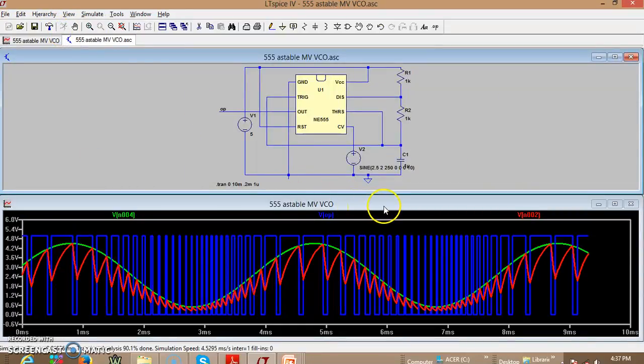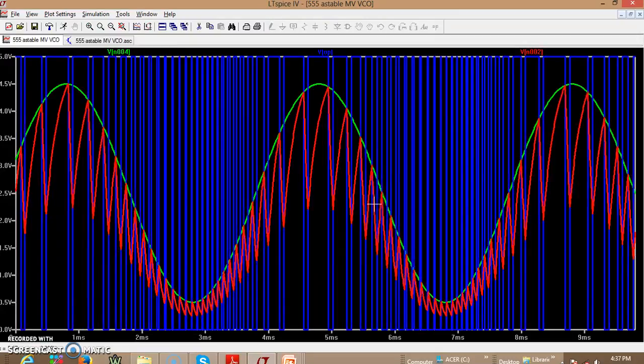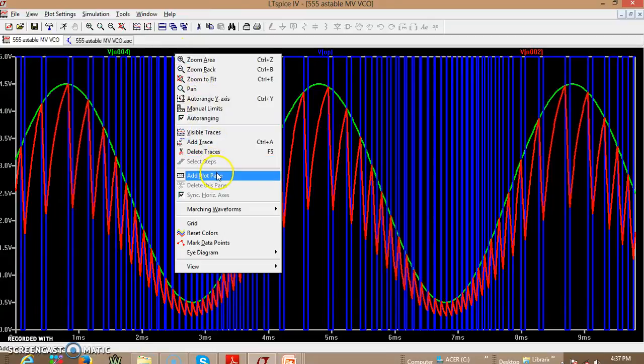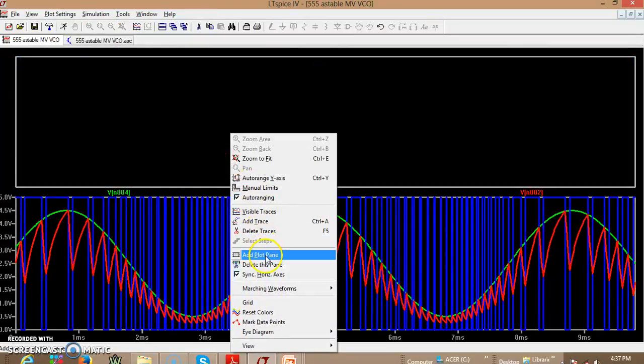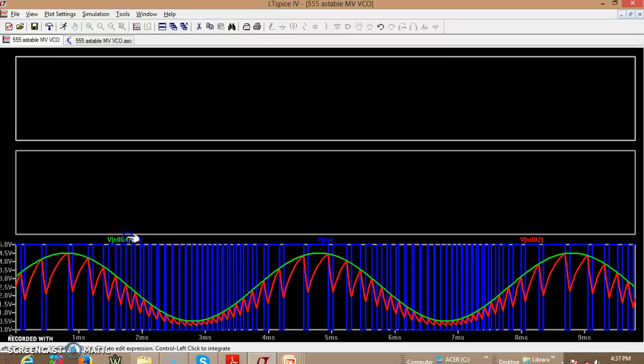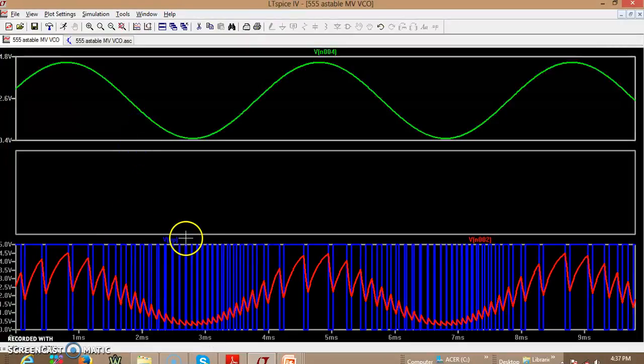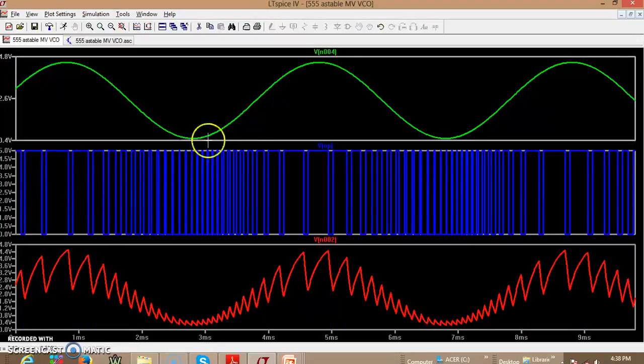Now you can see we are seeing 2 to 3 cycles of the input signal. The green one is the input signal, so let us put them in different planes and try to make out how to differentiate the waveforms. So let me put them in different planes. This is the input and this is the output, the variation.